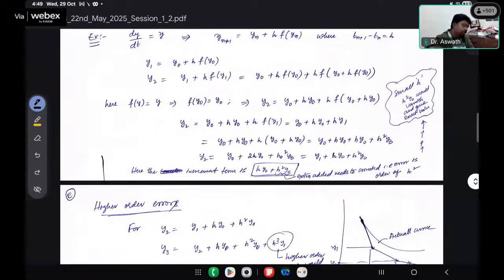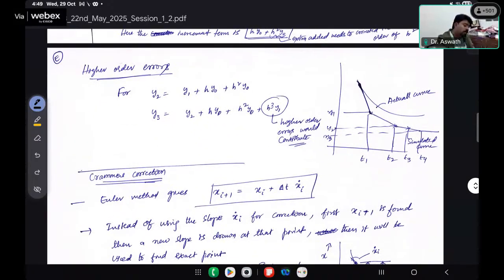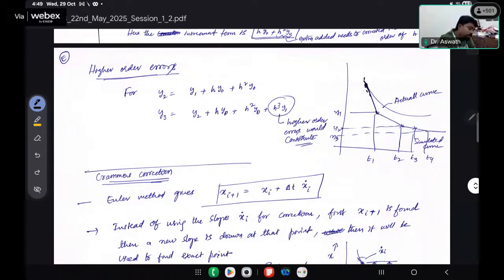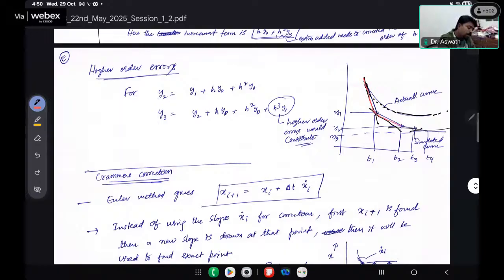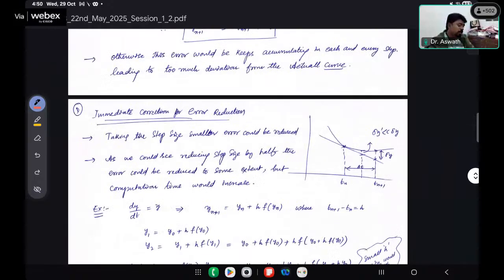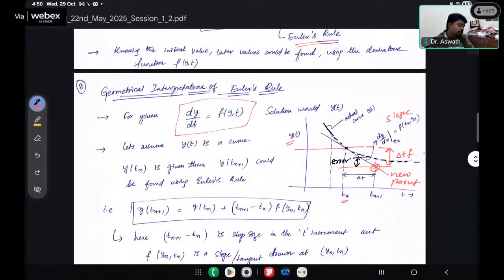So this is the actual curve. Your Euler method keeps deviating continuously. So the curve we are getting is initially maybe close, but later on goes like this. So from the actual curve, you are deviating a lot. This is happening because of the error in every calculation.